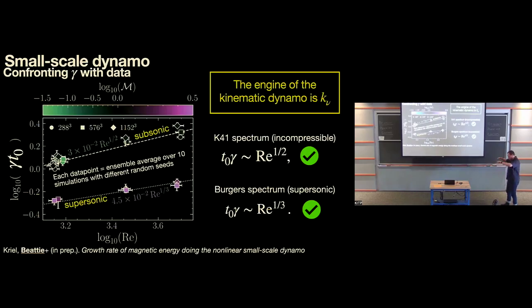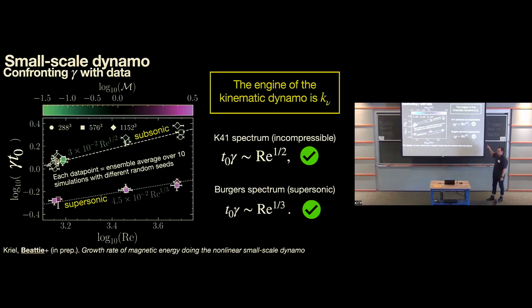So what you actually have to do, every point here is 10 simulations that have different random seeds, and the ensemble average over the random seeds to get good statistics so you can measure these growth rates as well as possible. And what we find in the subsonic regime up here, Rm^(1/2), perfectly beautiful, and down here Rm^(1/3), exactly as you'd expect for the dichotomy between a Kazantsev spectrum and a Burgers spectrum. So this is crazy. This is a fast dynamo.